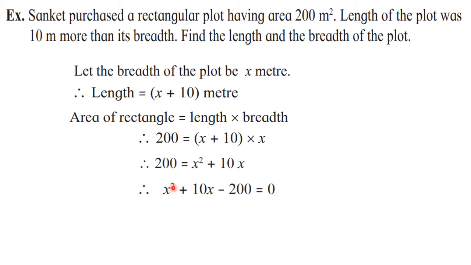In degree, if you add 1, then you are going to get the number of terms. Here degree is 2, so 2 plus 1 is 3. So the quadratic equation is having 3 terms. See, 1, 2 and 3.